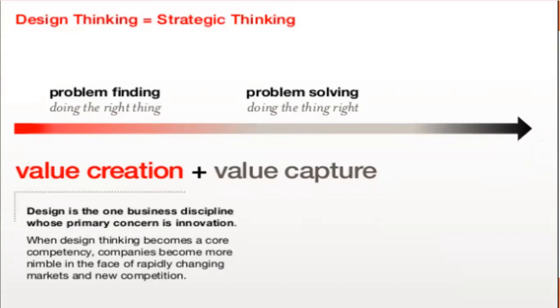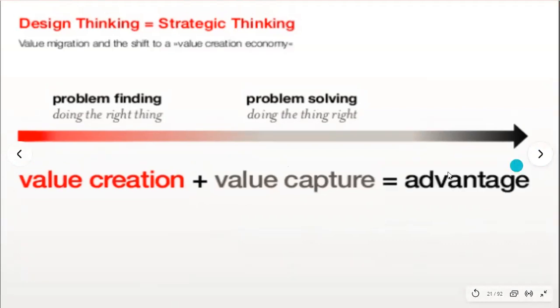So when design thinking becomes the core of the thought process, companies become more nimble in the face of rapidly changing markets and new competition. That's very powerful. Companies become more nimble. We accept the failures, and we also accept that failures will lead to the success. Being fragile will build into something called anti-fragile, right? So problem finding, problem solving, doing the right things, doing the things right, value creation plus value capturing will give you a sustained competitive advantage. So if you look at it, is design thinking a kind of strategic thinking? Yes, it is.